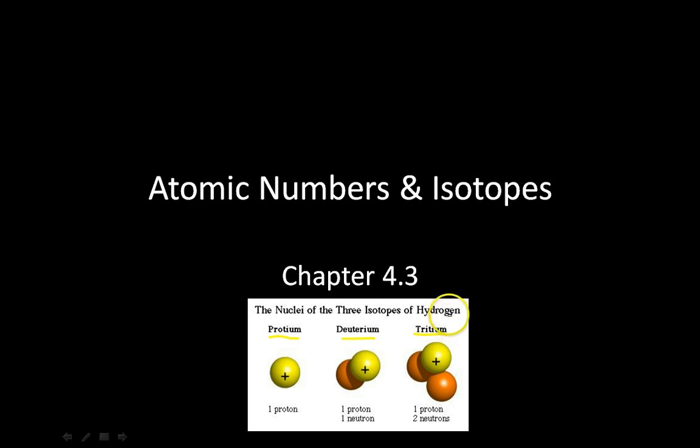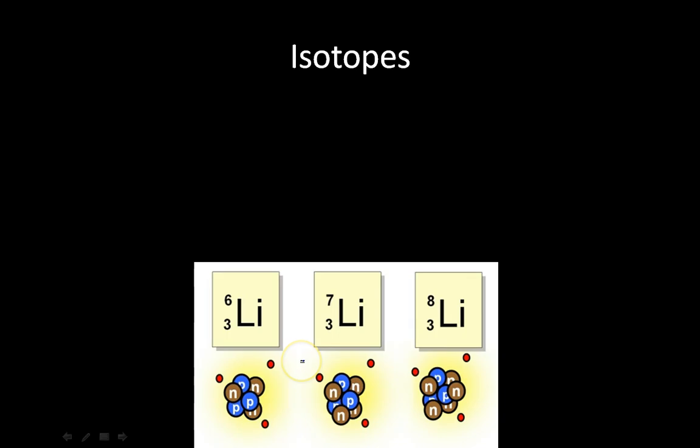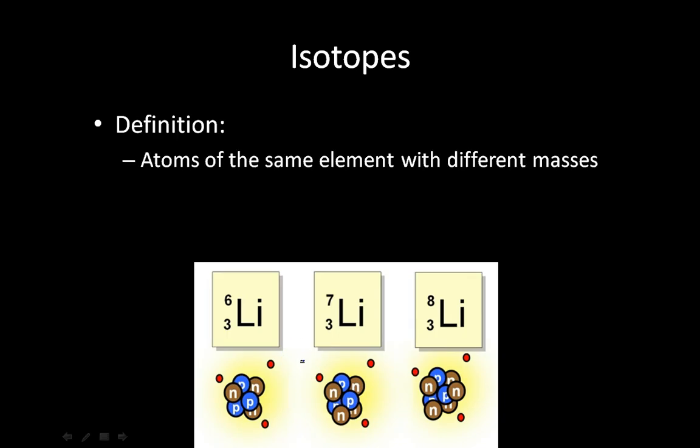The first example of an isotope here is hydrogen. Sometimes we call one of its isotopes protium, another is deuterium, and a third is tritium, and they vary based on the number of neutrons that they have in the nucleus. And that's exactly what an isotope is. It's an atom, or atoms of the same element, that have different masses.